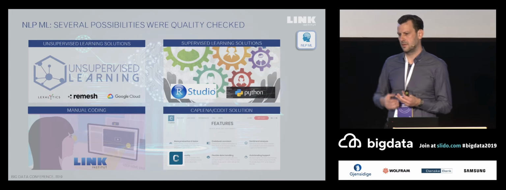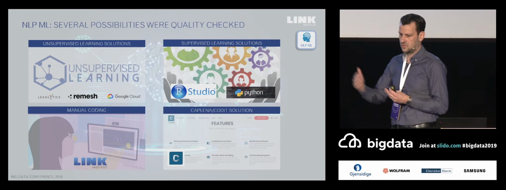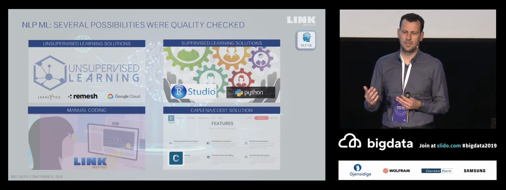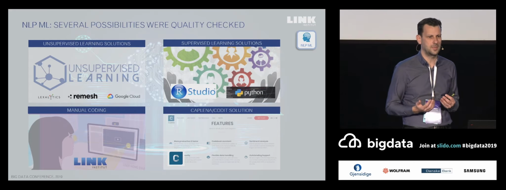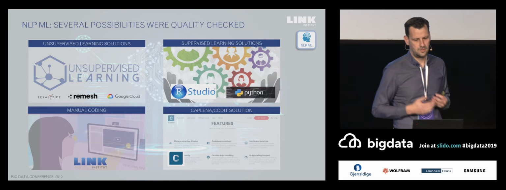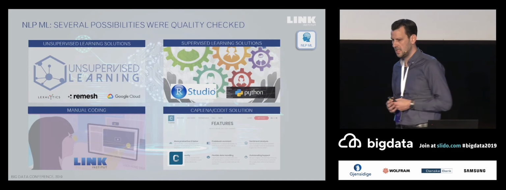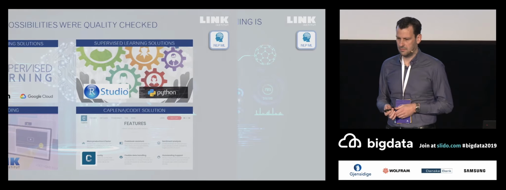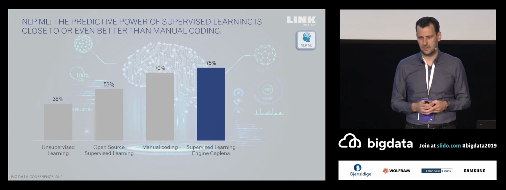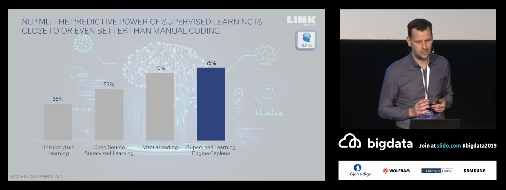And then it also includes transfer knowledge. It uses transfer learning from similar studies, from coding in similar industries, from coding on similar topics. And this really paid off, because the supervised learning engine from Caplina really did the job for us.